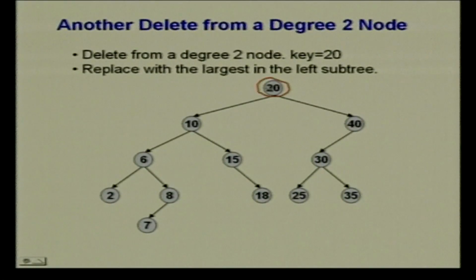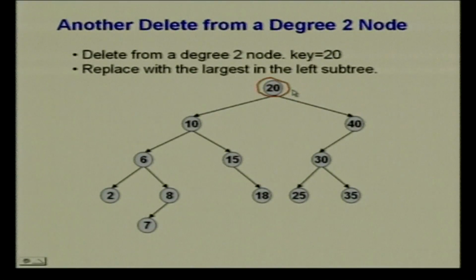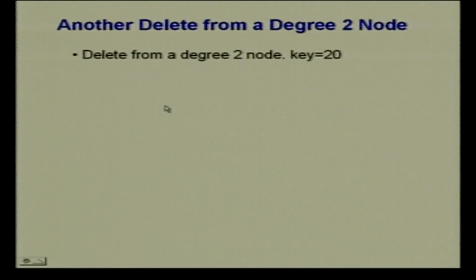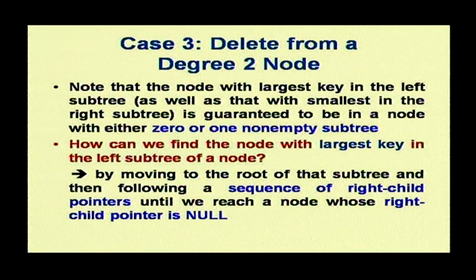Suppose we want to delete the root itself. Okay, this is an interesting example. If you want to delete the root itself, as we are taking the in-order predecessor, we have to find the largest node in the left subtree. Now, please note, to find the largest key in the left subtree, you move to the root of that subtree and then follow a sequence of right child pointers until we reach a node whose right child pointer is null.